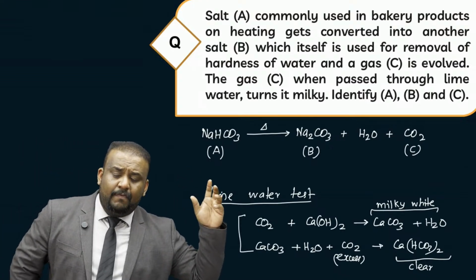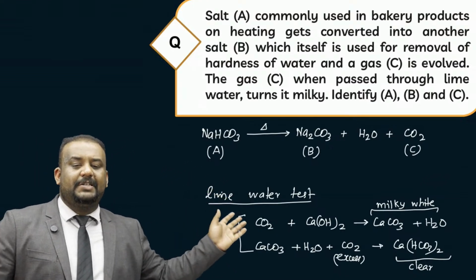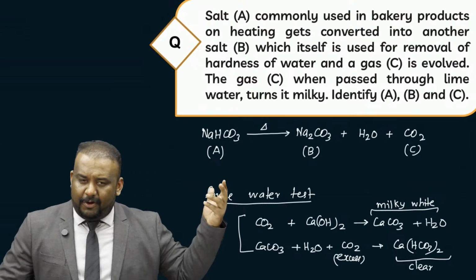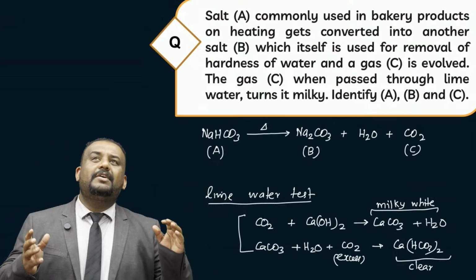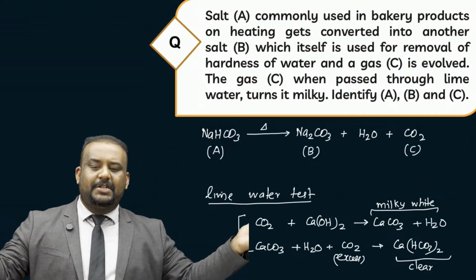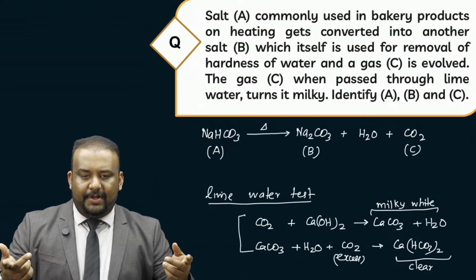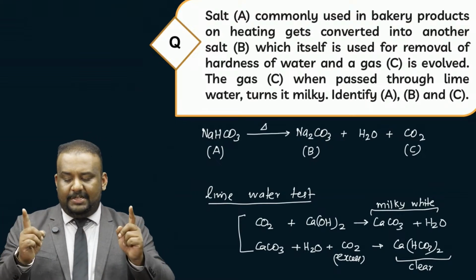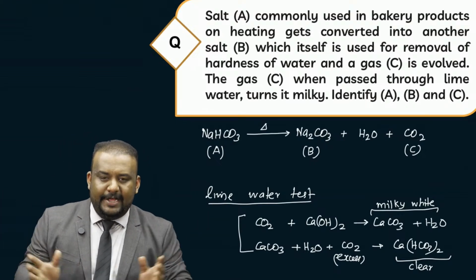They will ask you, why does lime water turn milky when you pass carbon dioxide? The answer is due to the formation of calcium carbonate. Why does the milky white colored solution turn transparent on passing excess carbon dioxide? Due to the formation of calcium bicarbonate. Is it clear?